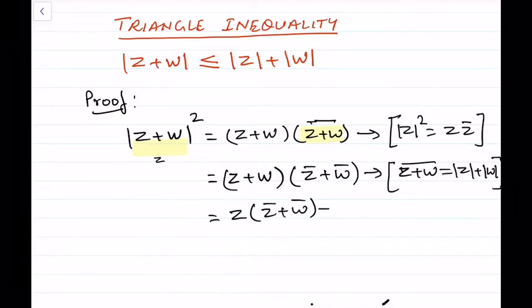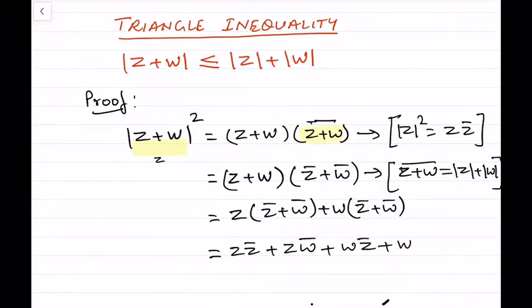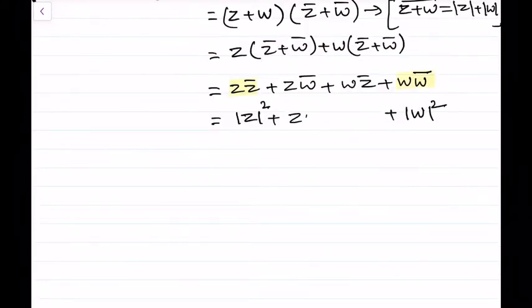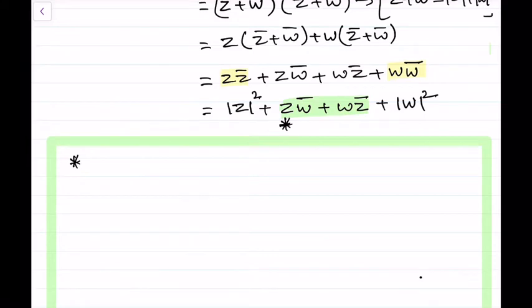Now just multiply and open the bracket and we will get Z conjugate Z plus Z conjugate W plus W conjugate Z plus W conjugate W. And we know that Z times its conjugate is mod of Z square, and similarly W times its conjugate is mod of W square, and our middle part is Z conjugate W plus W conjugate Z, which we will be solving separately.